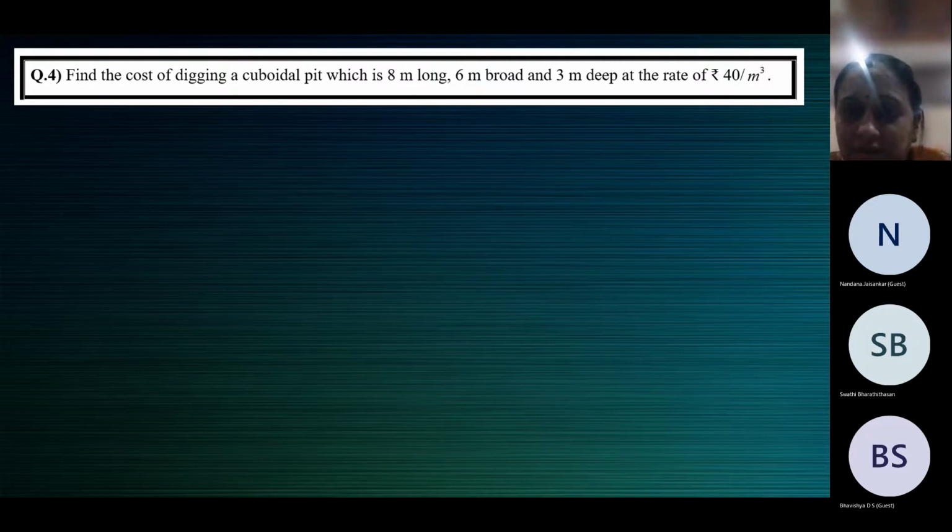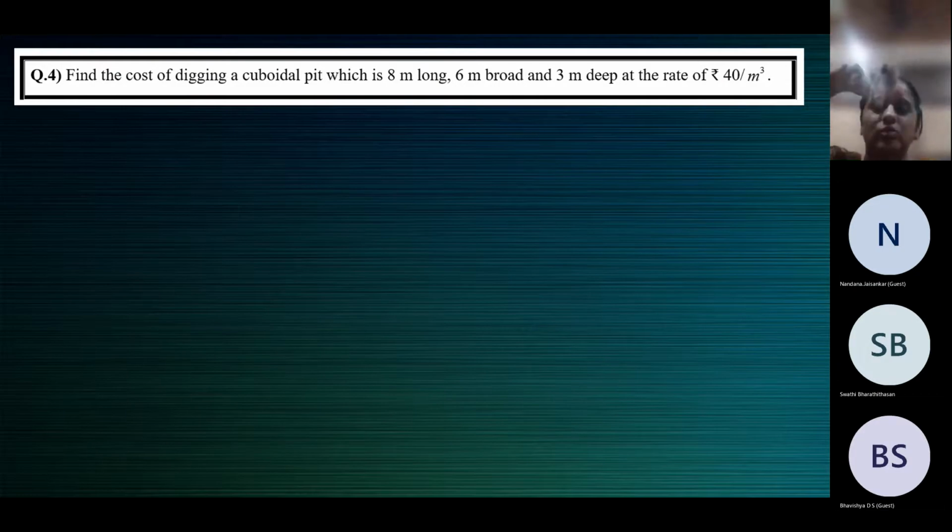So Swati and Bhavishya, you're right. We have to find the volume because it's about the cost of digging the cuboidal pit. When you dig and the pit is ready, the work that has taken place is in the volume, that is inside. Some amount of earth is removed to make the pit. It's like when you have a glass and you pour water inside it.